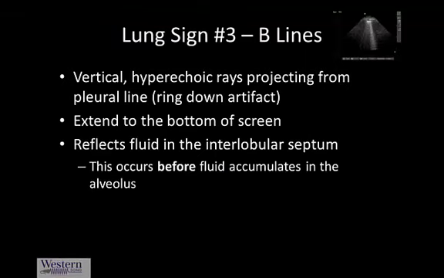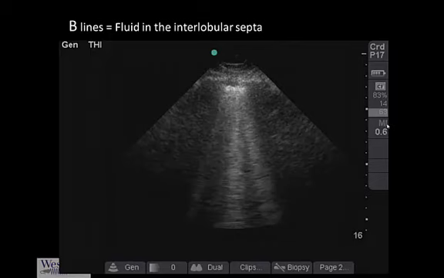So the sibling lung signature to the A-line is, of course, the B-line, a vertical hyperechoic finding that extends from the pleural line itself. It moves with the pleural line, and it must extend to the bottom of the ultrasound screen. And this artifact, as we'll review in a moment, is created by fluid or thickening in the interlobular septae between the alveoli. And often this occurs before fluid accumulates in the alveolus, and often before X-ray findings can even demonstrate edema. So it's an incredibly sensitive finding for fluid or fibrosis or thickening in the alveolar interstitium. So let's have a look at some B-lines here, again acquired with a phased probe.